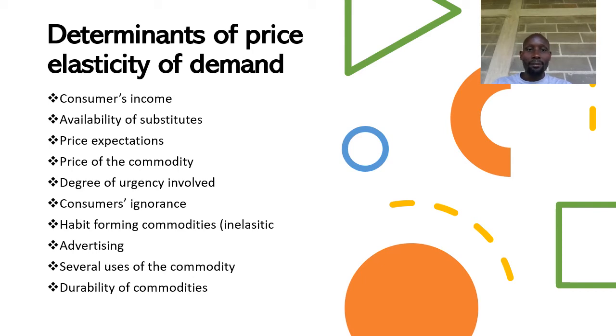Then you have availability of substitutes. Commodities which have many substitutes are price elastic, and commodities which have no close substitutes at all are price inelastic. It is because for commodities with substitutes, when their prices increase, buyers shift to buying their substitutes. However, for commodities which have no close substitutes, buyers do not have an alternative. They have to continue buying even when their prices increase.